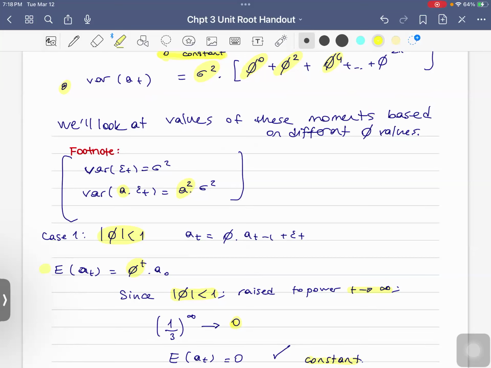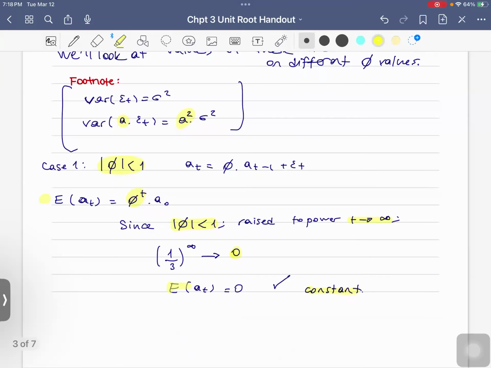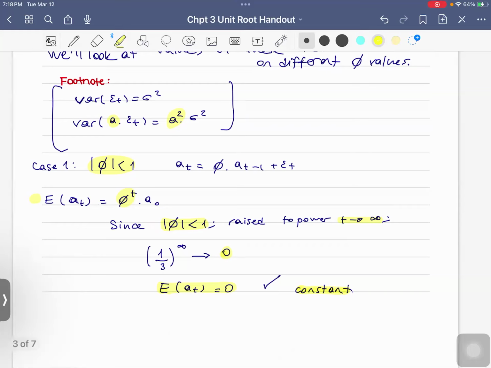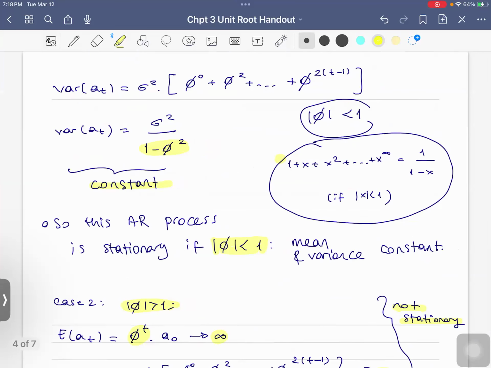Okay, so in the most extended sample we are looking at, the expected value of this series, if phi is less than 1 in absolute value, will be equal to 0. That's great for us because we don't really care if it's 0, but we were looking for the criteria that this expectation should be constant, right, for stationarity. So we kind of get that from here. That's good. Now let's look at the variance.